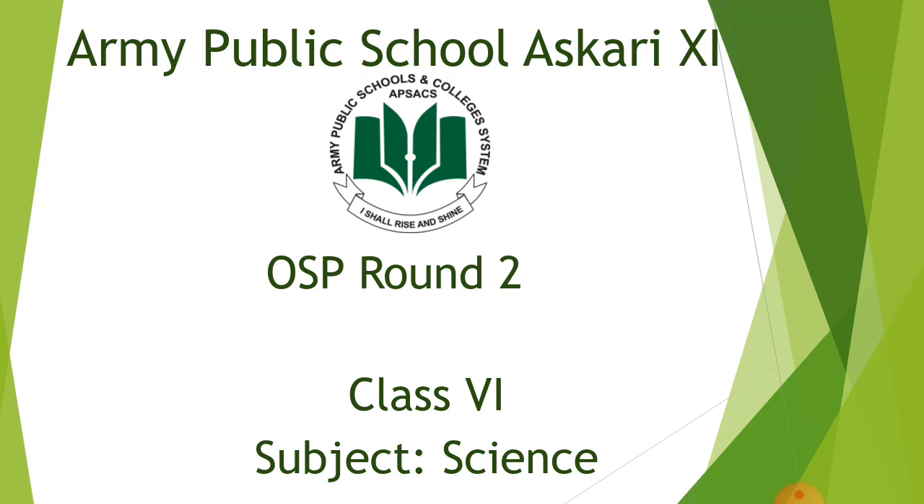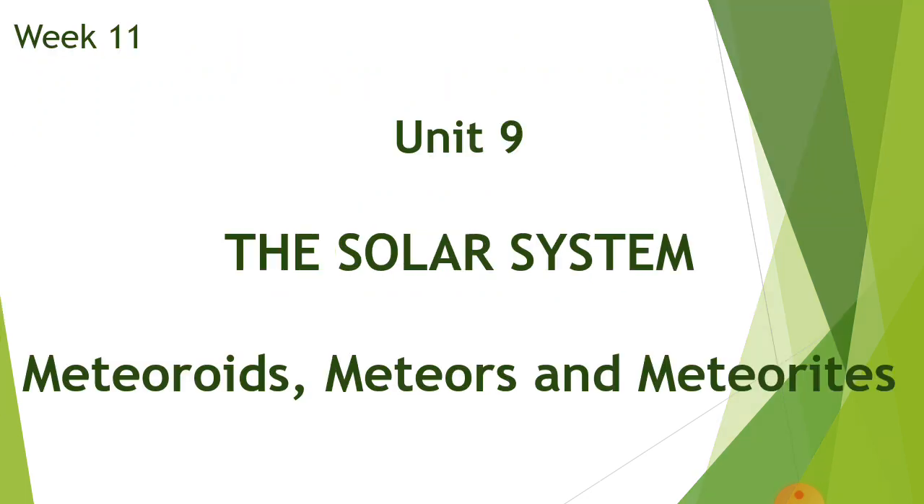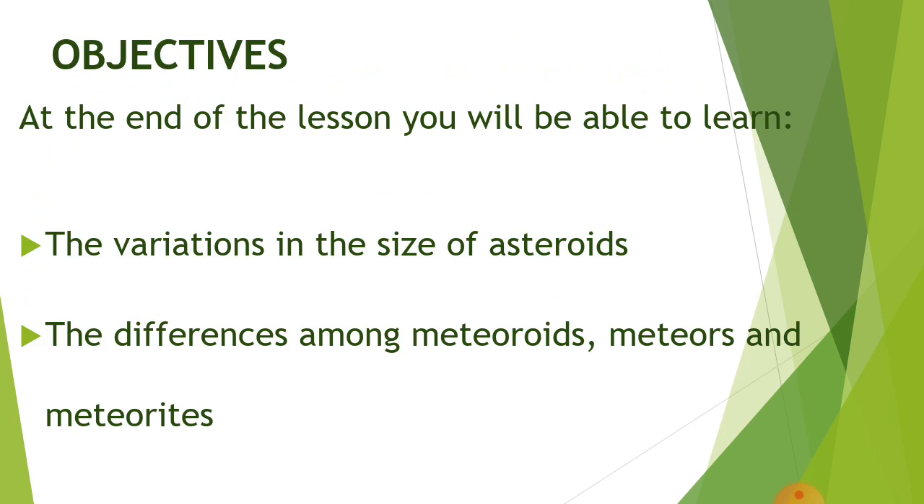Today, we are going to study some different terminologies related to the solar system. So, let's begin our journey to the solar system. We are going to learn about meteoroids, meteors, meteorites, and comets also. At the end of today's lesson, you will be able to learn the variations in the sizes of the asteroids and the differences among meteoroids, meteors, and meteorites.